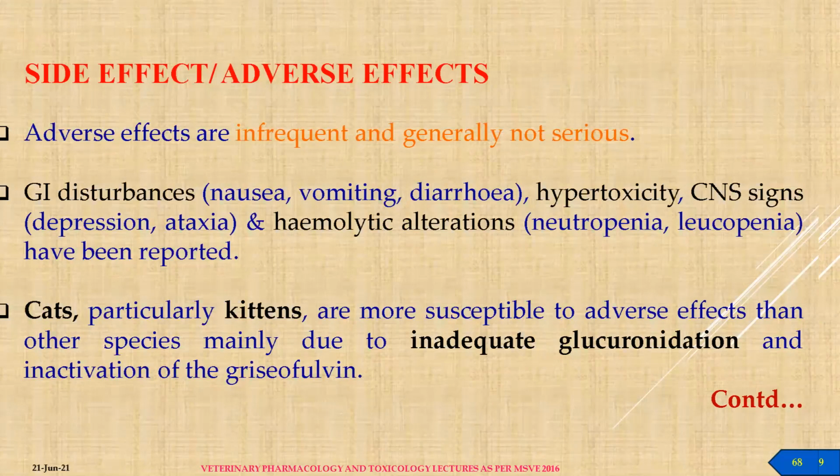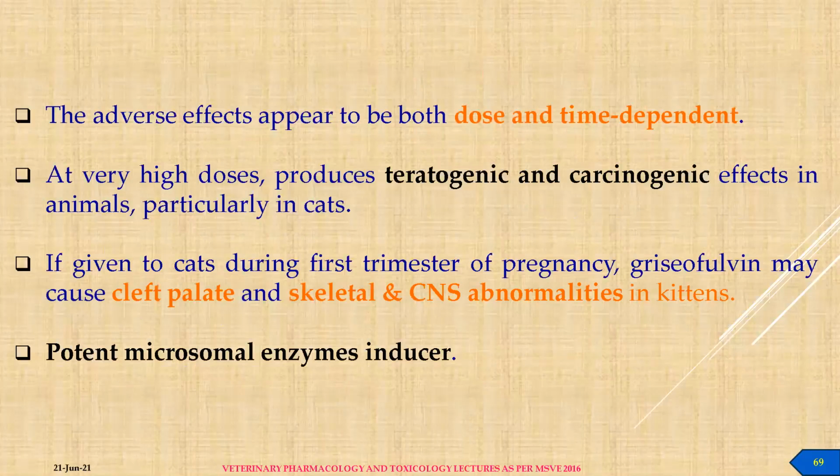Then the adverse effects appear both dose and time dependent. At very high doses, it produces teratogenic and carcinogenic effects in animals, especially in cats. One should not administer it. If given to cats during the first trimester of pregnancy, griseofulvin may cause cleft palate and skeletal and CNS abnormalities, especially in the kittens. So it should not be administered.